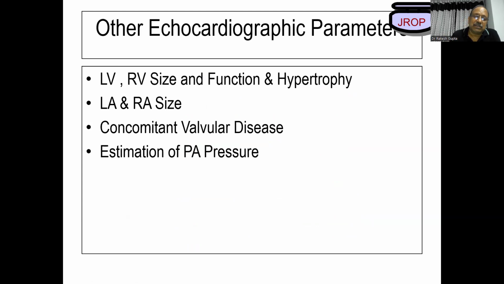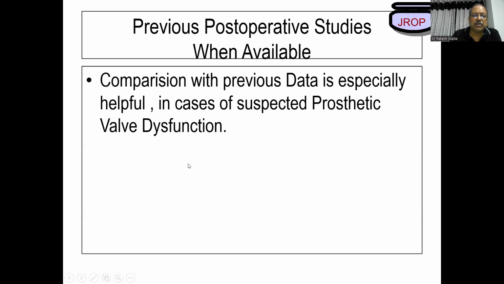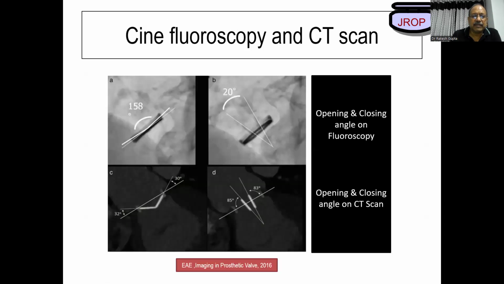Surprisingly, we often see some patients, I'm not saying anyone is wrong, where the mitral valve has been replaced and the patient is left behind with severe tricuspid regurgitation. So these things have to be taken care of when we are doing a valve surgery.